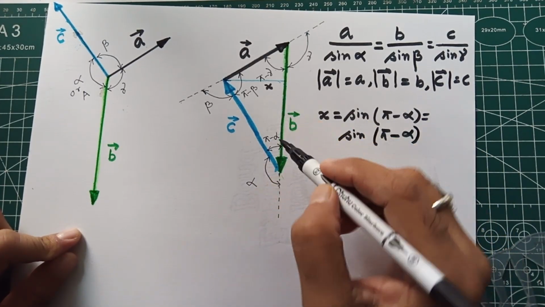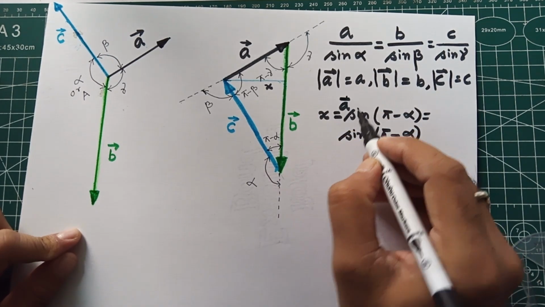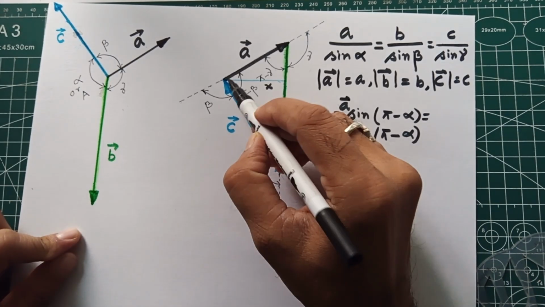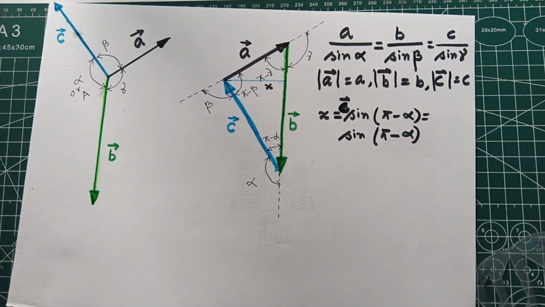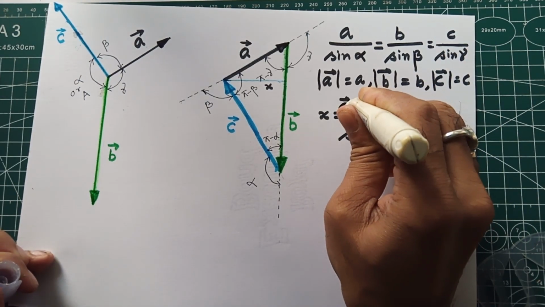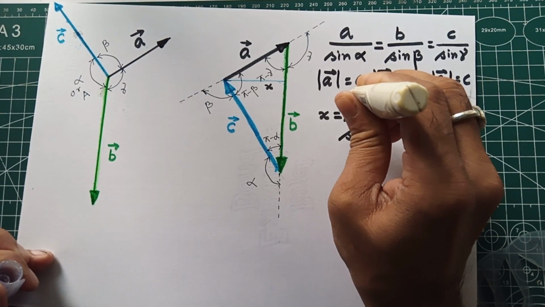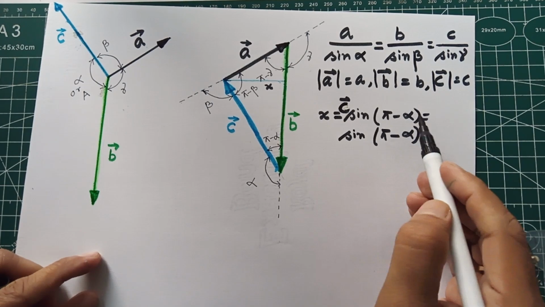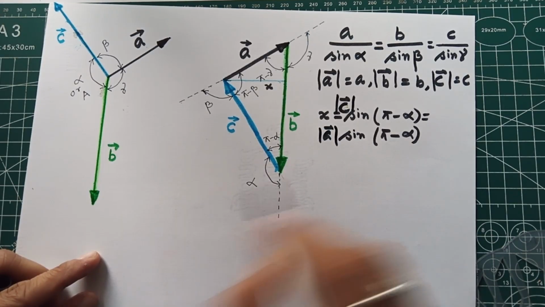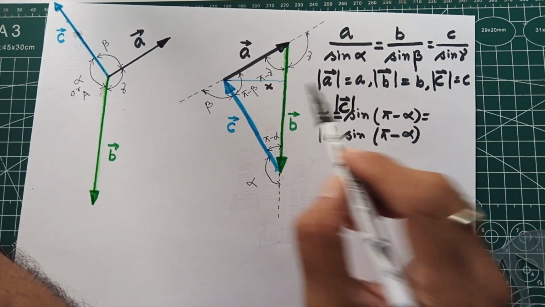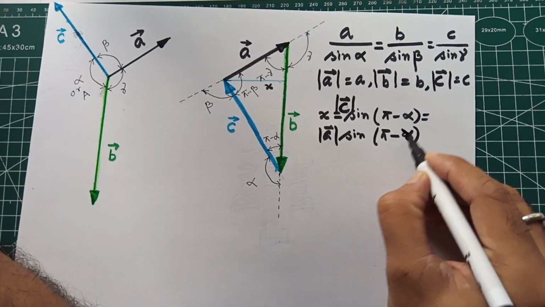I'm sorry, it will be c sine pi minus alpha, extremely sorry. c sine pi minus alpha, where c is the magnitude of C, and a sine pi minus gamma. This is pi minus alpha, and this is pi minus gamma.